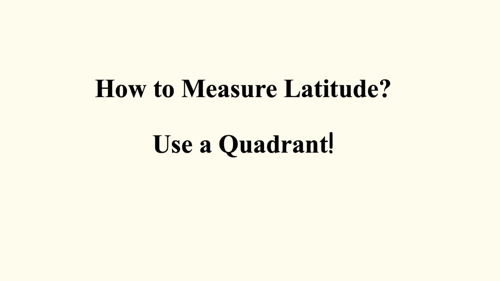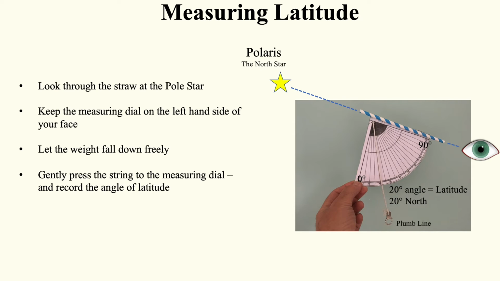How do we measure latitude then? Well, we can use an instrument called a quadrant. And here's an example of a quadrant that we have made. If you look through the straw and try to find the light from the North Star, you will notice that the angle shown on the quadrant will vary depending on how high or low you have to look.